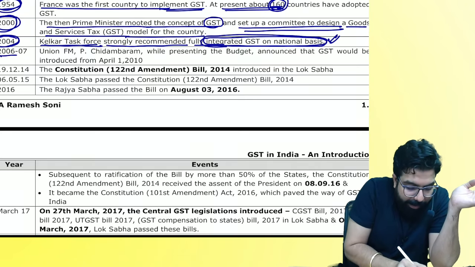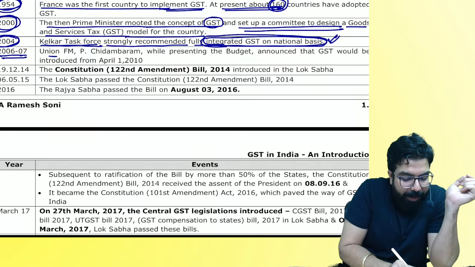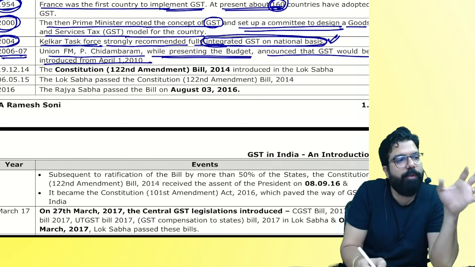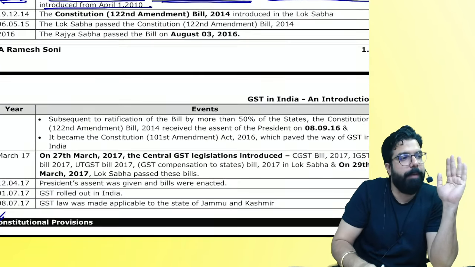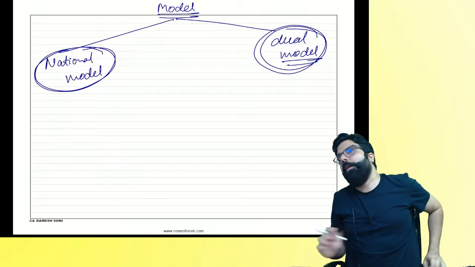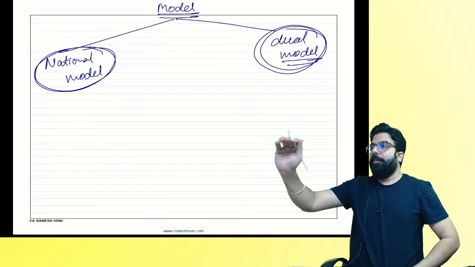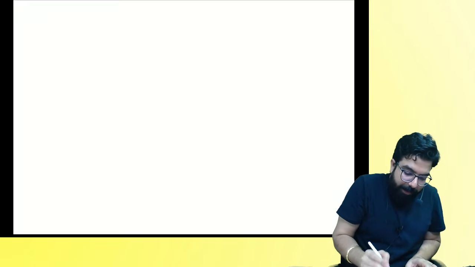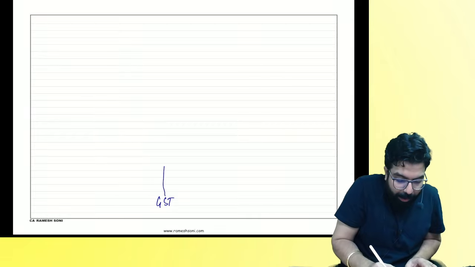Next. Then in 2006-07, P. Chidambaram, who was presenting the budget, announced that GST will come in India in 2010. Who told? P. Chidambaram. After that, people, listen to me very carefully. You want to introduce GST. People, you want to introduce GST. It means you want to collect GST. To collect GST, a GST Act has to be there.